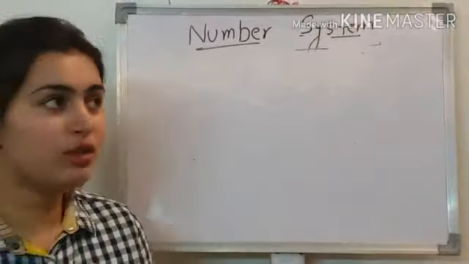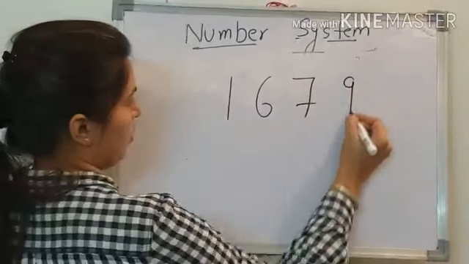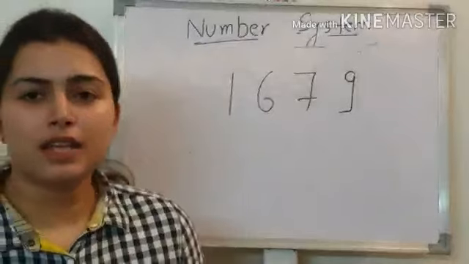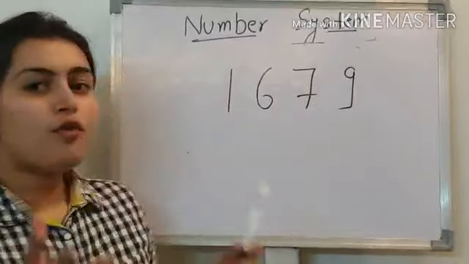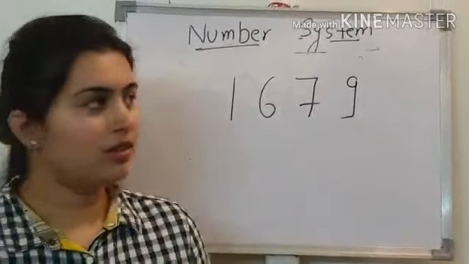So students, in today's session, we are going to revise some previous concepts. And the first one is number system. So students, I am writing 1. It is a number of how many digits? How many digits are there in this number?